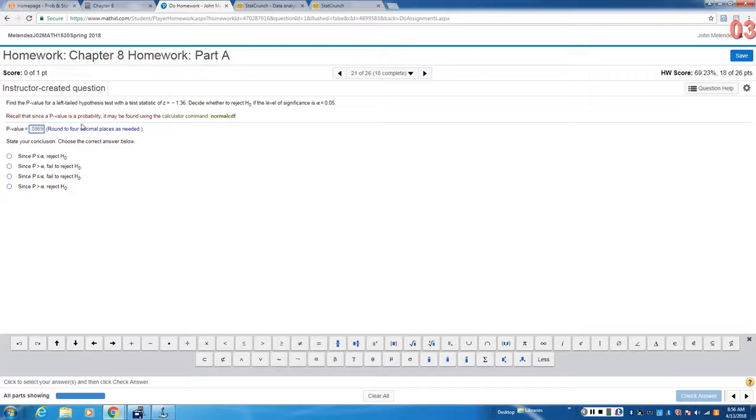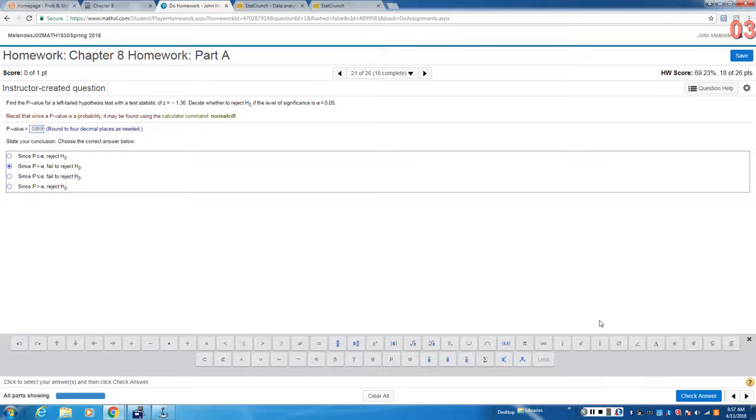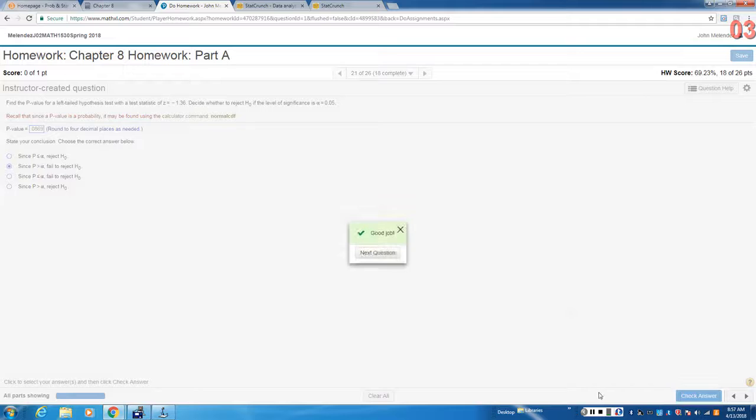Now, that is much higher than that 0.05. If your p is high, let it fly. If your p is low, reject the null. Since the p is higher than the alpha, we're going to fail to reject the null hypothesis. Since a p-value is greater than your alpha, we're going to fail to reject the null hypothesis. And that gives you your answer.